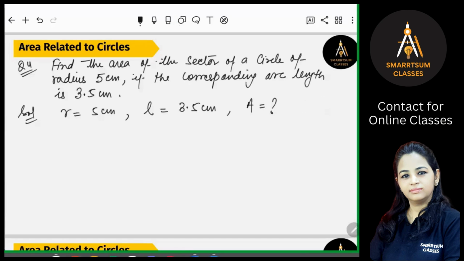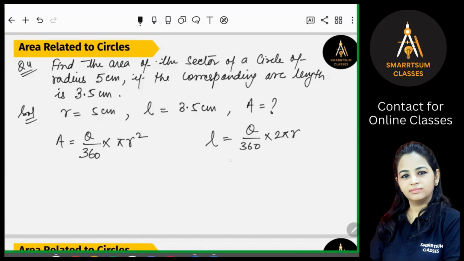Okay, theta, however, we need not find it. So we can do this with two methods. First, we can find theta and then we can find the area, right? Or we can also use a direct relation between the area of the sector, the length of the arc, and the radius, right? So how can we get that relation? As we know, A is theta upon 360 into pi r square. Getting that? Okay. And L is theta upon 360 into 2 pi r, right?